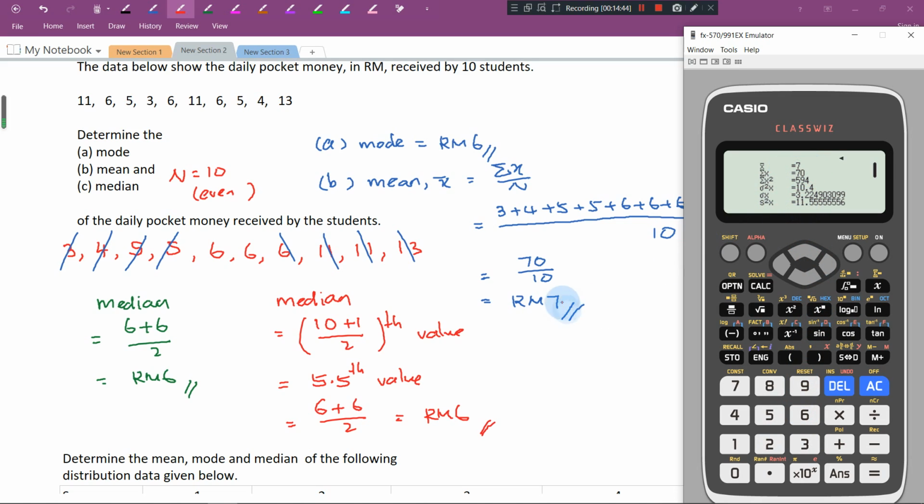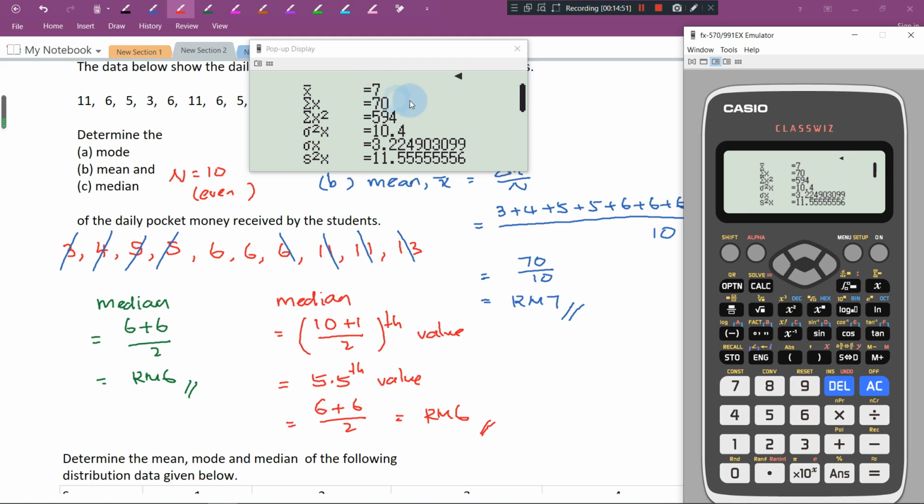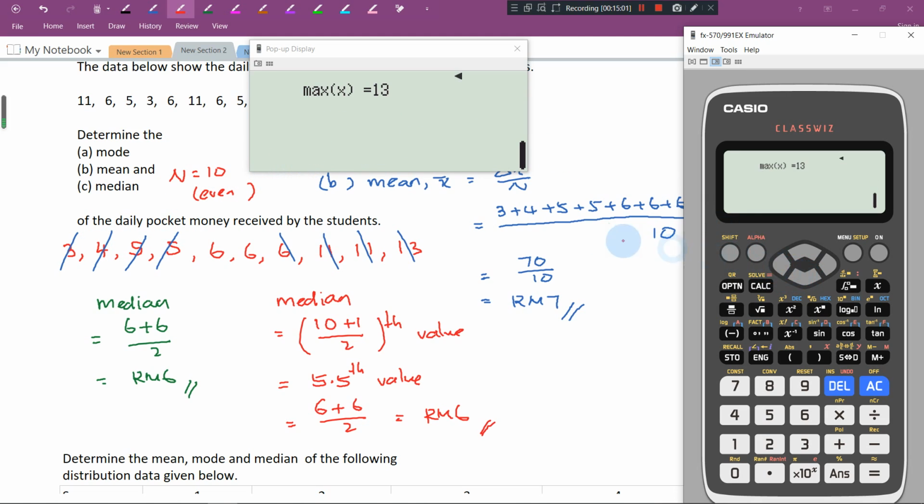So the mean is equal to 7. Okay, can you see it? The mean is equal to 7. And then we have a lot of data here. So the minimum value is 3. The maximum value is 13. Then see the median. The median is 6. So this is one of the ways to use the calculator to help us get the answers. But this is only for checking your answer. You still need to show your calculation.